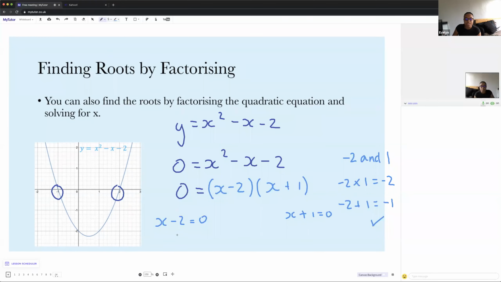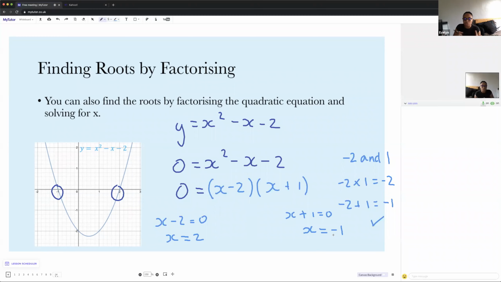And remember, add 2 to both sides for the left-hand side. So we've got x equals 2, and then we're going to subtract 1 from both sides on the right-hand side. So x equals -1. And if we have a look at our graph, that's where x is equal to -1 and x is equal to 2.